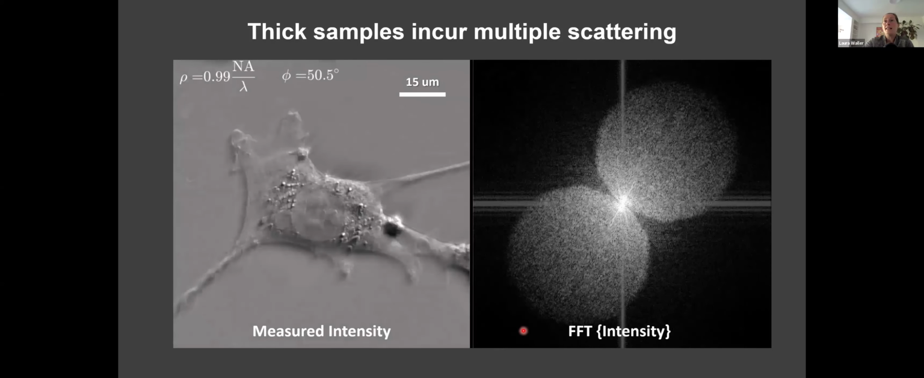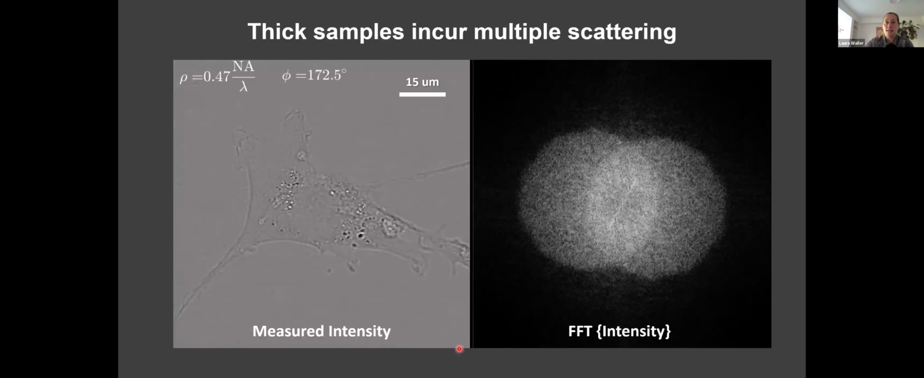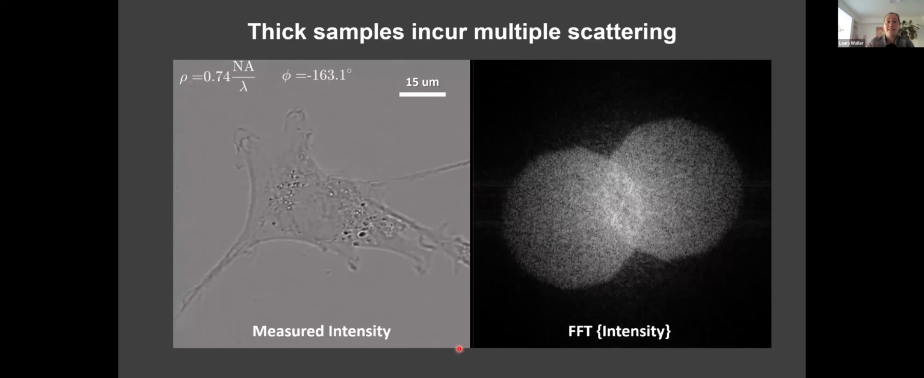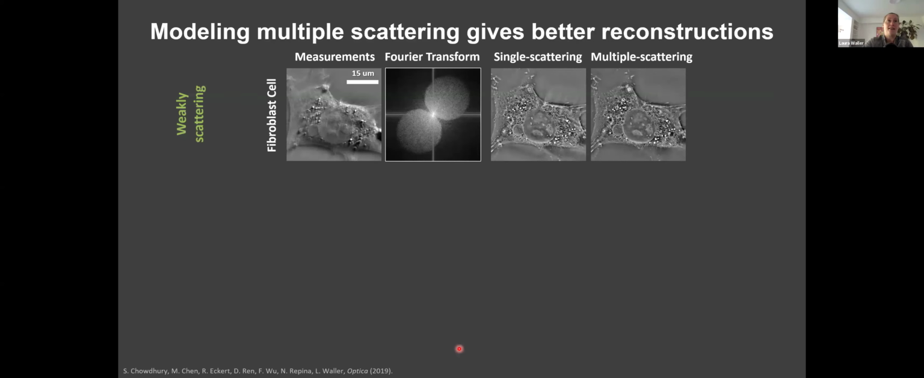So the light staying within these two circles in Fourier space means that the light was only single scattering. It was not multiple scattered. And that tracks. This is just a single cell. It doesn't have a lot of multiple scattering, and so it's very weakly scattering. It has these clear two circles in Fourier space.